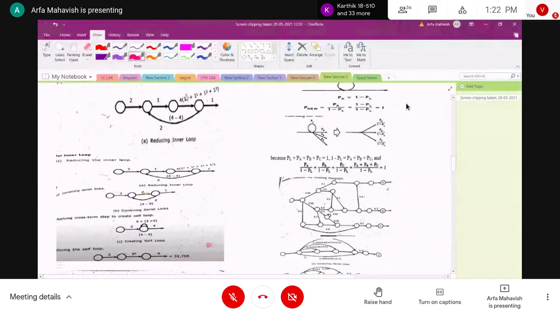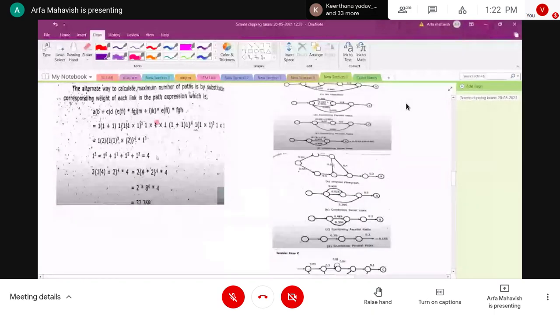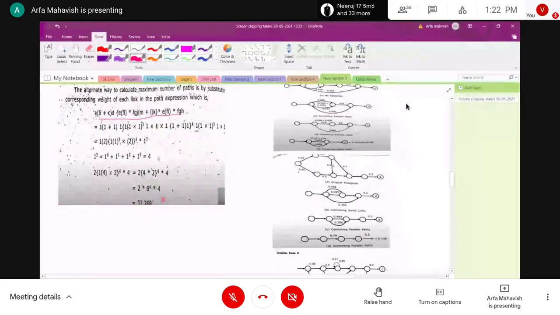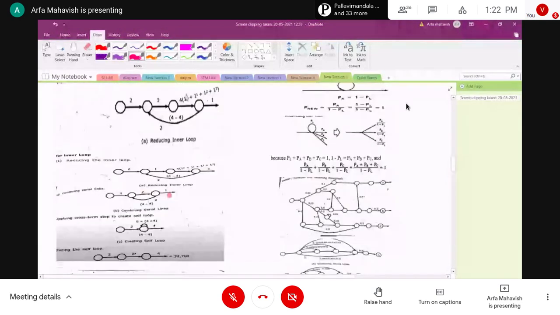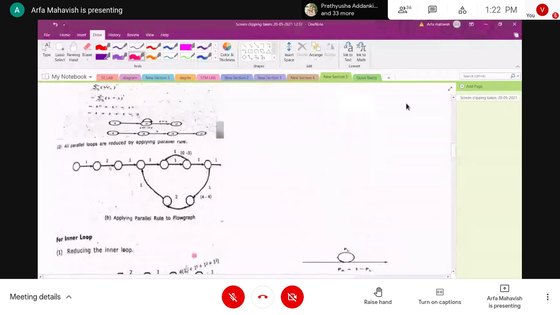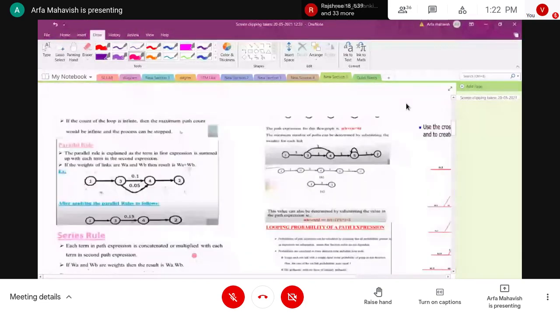Because one more procedure is this one. Same thing: if you get the path expressions, as per your path expression you assign the weightage to those node names, and you do the multiplication and addition as per your graph. Then you will get this point, the same result, 32768. If you go with that procedure also, you will get the same result. If you go with this procedure also, you will get the same result. So this is the explanation of multipath count arithmetic.